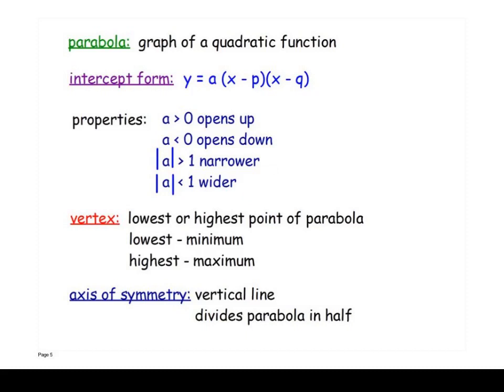Our vertex is the lowest or the highest point of our parabola. The lowest point is called the minimum, and when it is the highest point, we call it the maximum. The axis of symmetry is the vertical line that divides our parabola down its center.